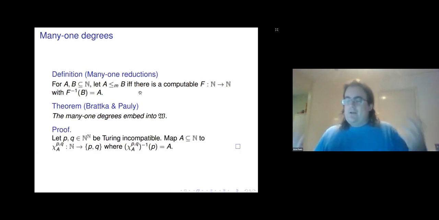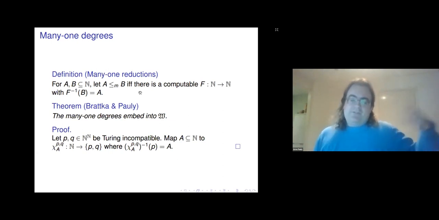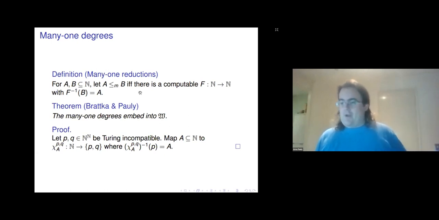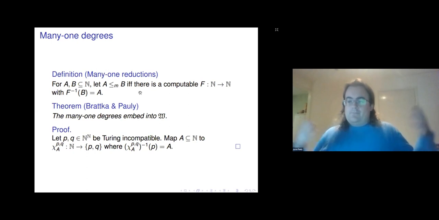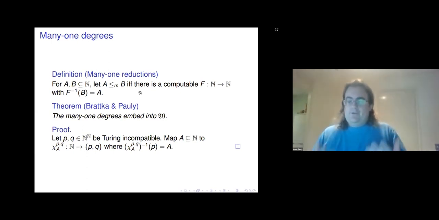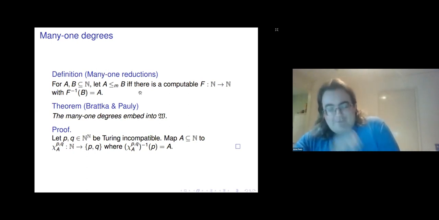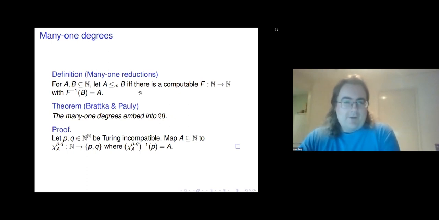Well, we can just pick two incomparable Turing degrees and then map a subset of the natural numbers to essentially its characteristic function, where the truth values are coded by these incomparable elements of Cantor space or other Baire space here. The fact that they're non-computable and incomparable is what makes sure that we can't swap true and false here. I'm pretty sure that there is no canonical choice of a pair of incomparable Turing degrees. So we get a lot of embeddings here, but whether there's any particularly natural one, I don't know anything about that.